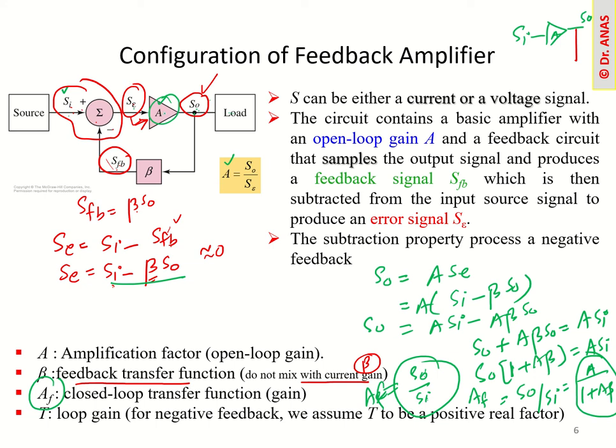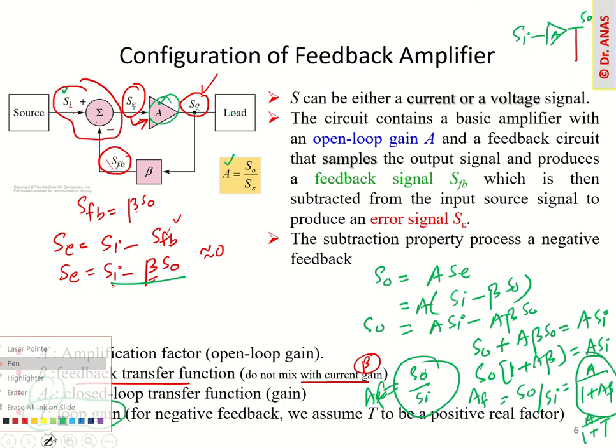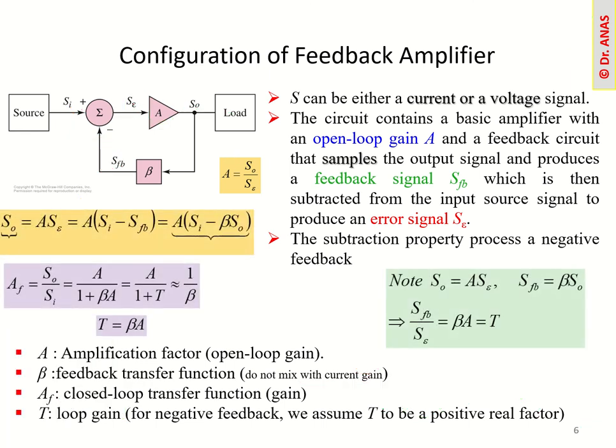The ratio of output over input is A over 1 plus A beta. A is what? The open loop gain, the transfer function of the amplifier alone. And the product of A times beta is also called the loop gain. So I can also rewrite this as A over 1 plus T, where T is my loop gain factor. This is the important result which we get: the closed loop transfer function is A over 1 plus beta A, or A over 1 plus T. T, that is A beta, is called the loop gain. This is very important.